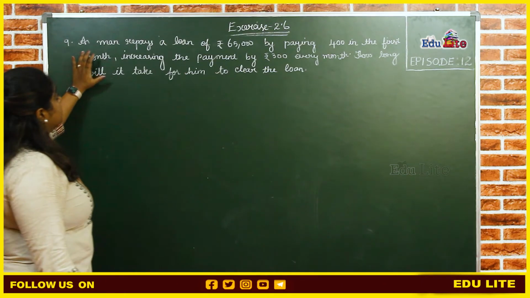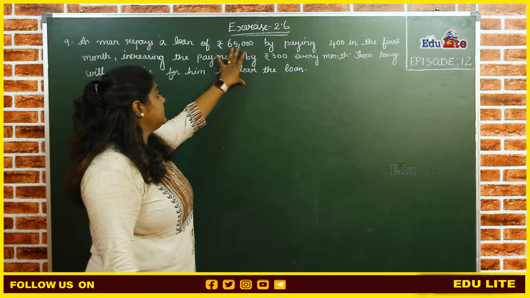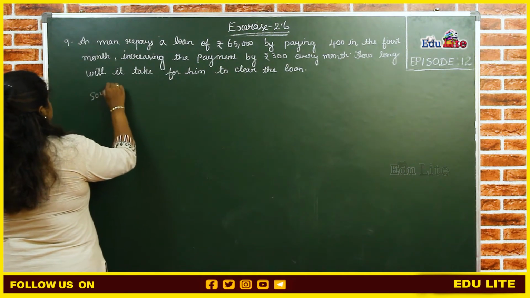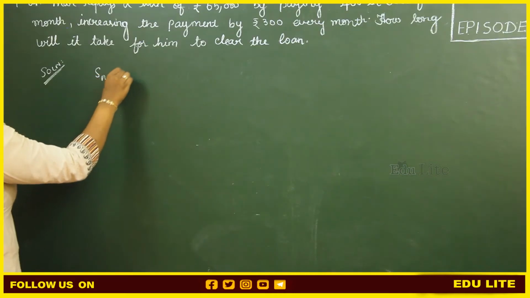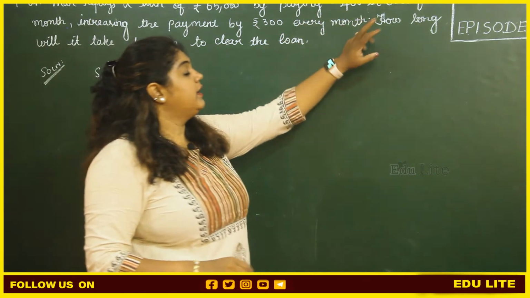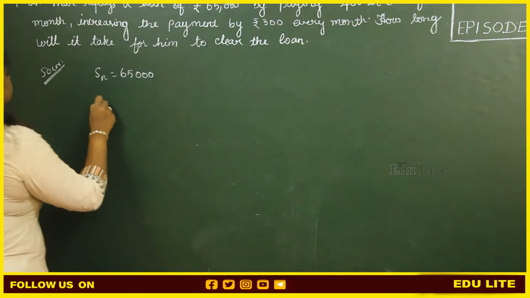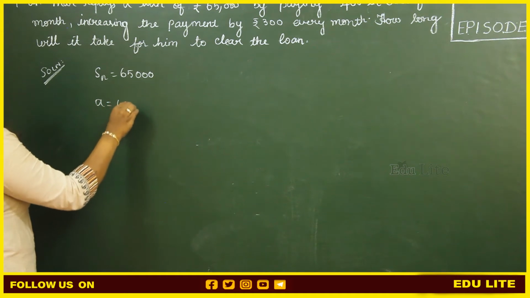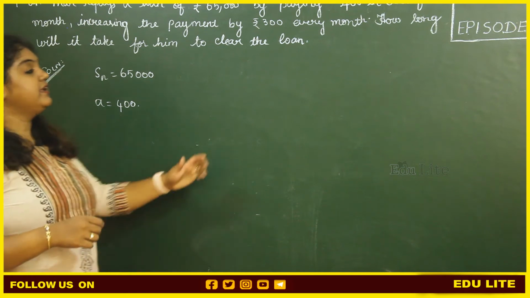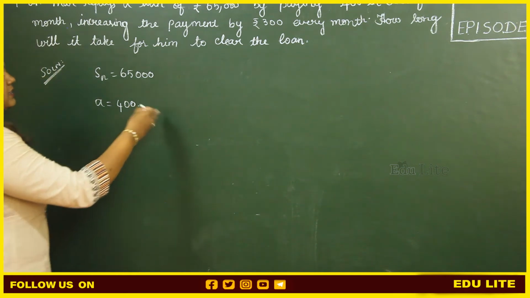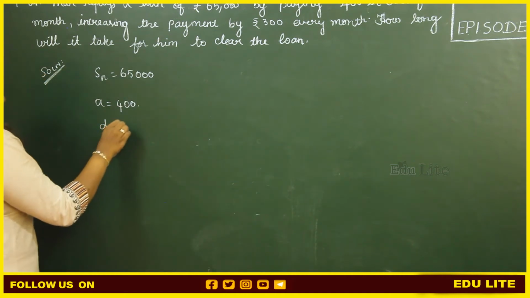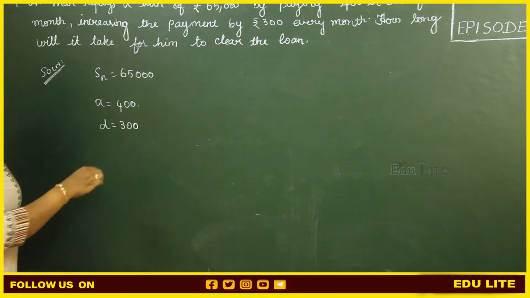In the ninth problem, a man repays a loan of rupees 65,000. So, the Sn value is given, the total value, by paying 400 in the first month. 400 in the first month represents the value of A, the first term. Increasing the payment by 300 every month means it is a standard amount he is increasing every month. Therefore, it will be considered as the value of D, where D is equal to 300.